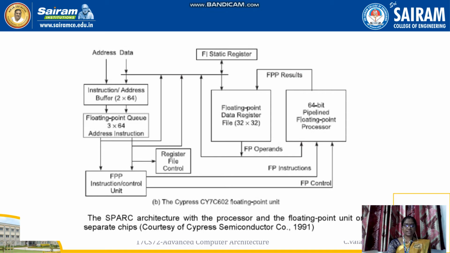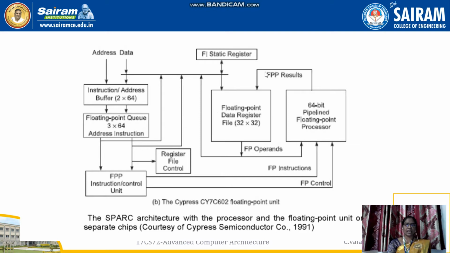This is the exact Spark architecture with the processors and the floating point with separate chips here. So here you can see the diagram. Here address and data is fetched separately and it is given to the instruction buffer or address buffer. It is having a 64-bit processor, and you have one more unit called the floating point queue address instruction, because if your data is floating point, it is directly given to the floating point processor unit.